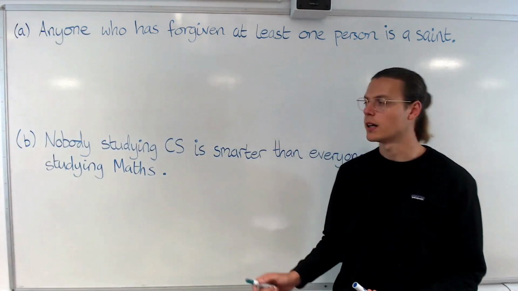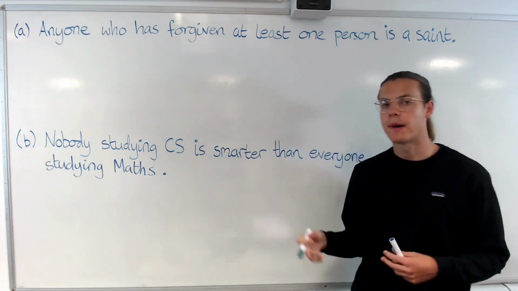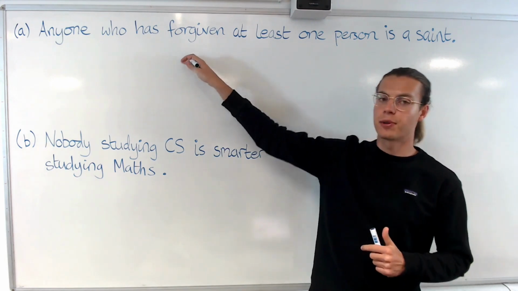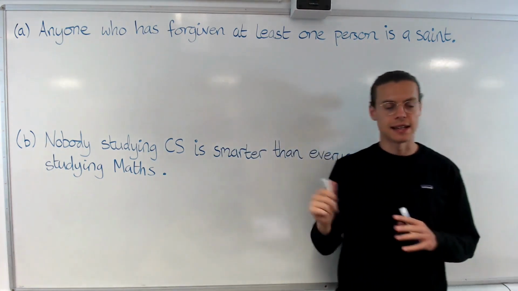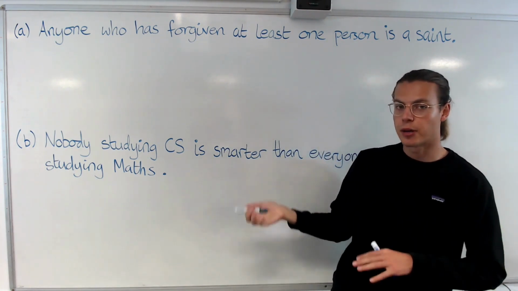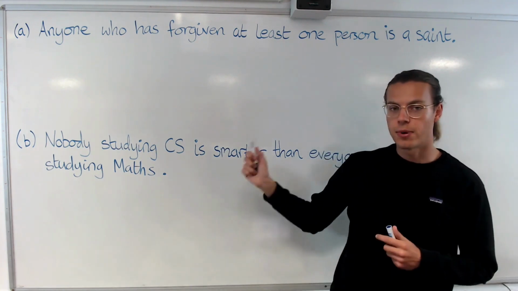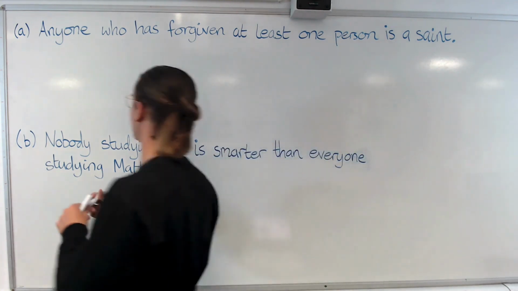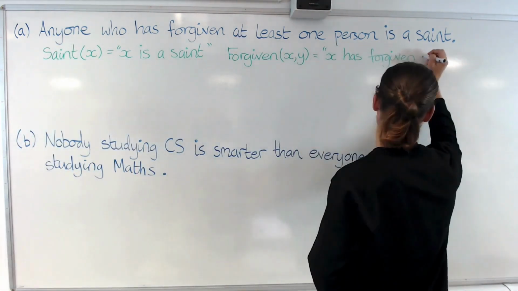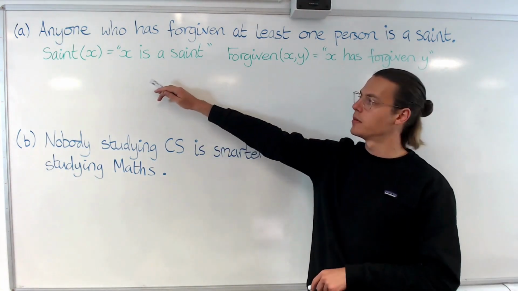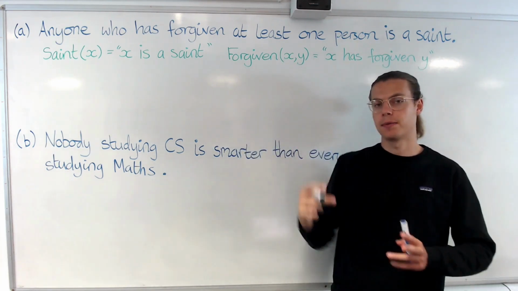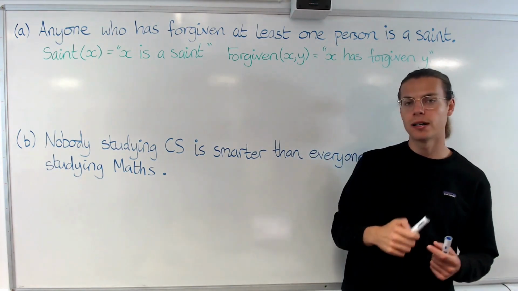In this exercise, our task is to express these statements in predicate logic. Let's take a look at the first one. Anyone who has forgiven at least one person is a saint. The first thing we need to do is define some atomic predicates. I'm going to define two predicates for this first statement. Saint(X) represents the statement X is a saint, and Forgiven(X, Y) represents the statement X has forgiven Y.